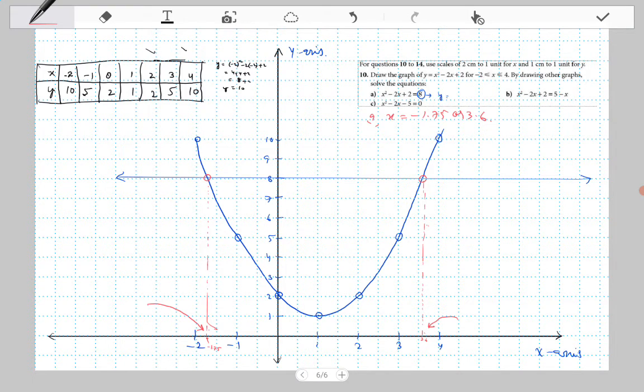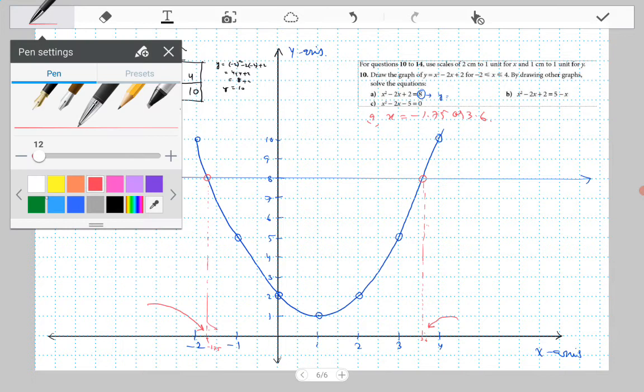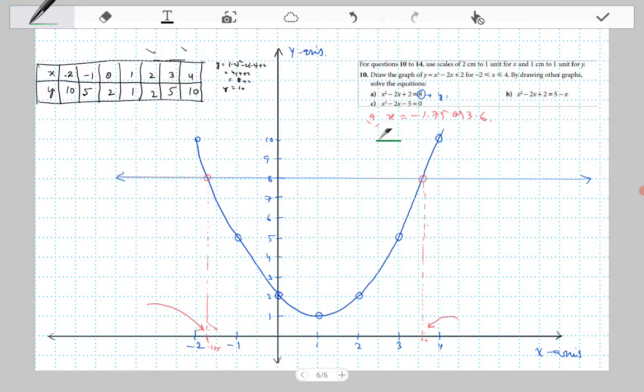The book answer for 10a is minus 1.65 or 3.65. So my answer is a little different, and it's not matching exactly.